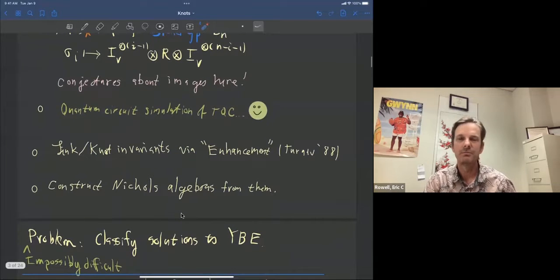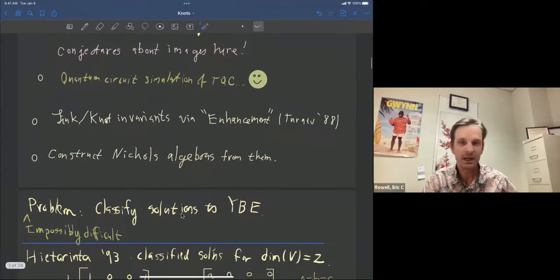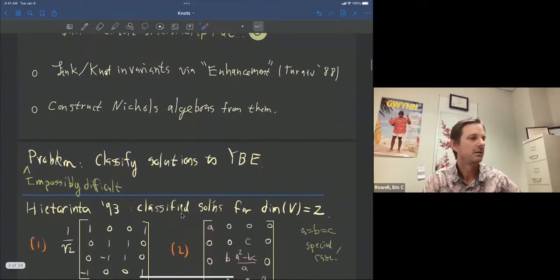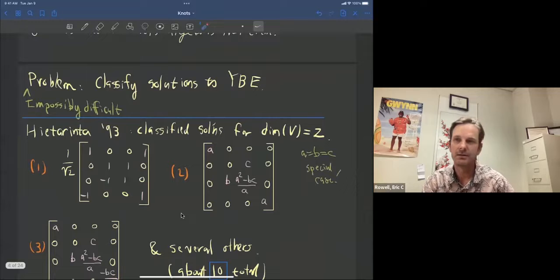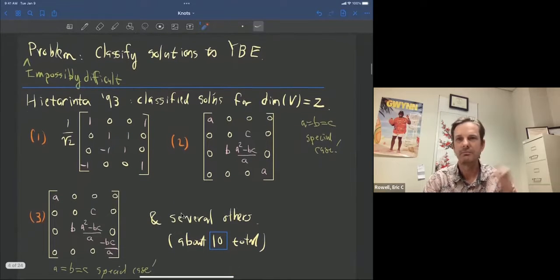So here's the problem to start with: classify solutions to the Yang-Baxter equation. This is an impossibly difficult problem at the moment. I'll tell you the status. In '93, Hietarinta published a few papers on this, and he was able to give a classification of solutions to the Yang-Baxter equation when V has dimension 2, so 4x4 solutions. There are about 10 families.